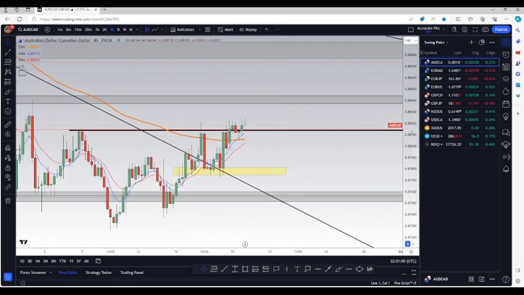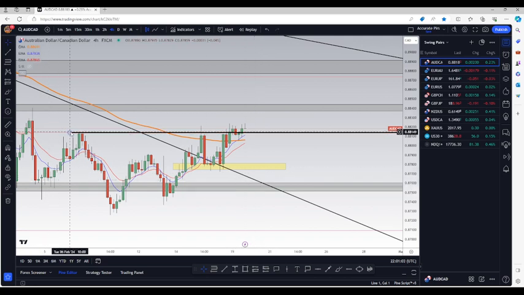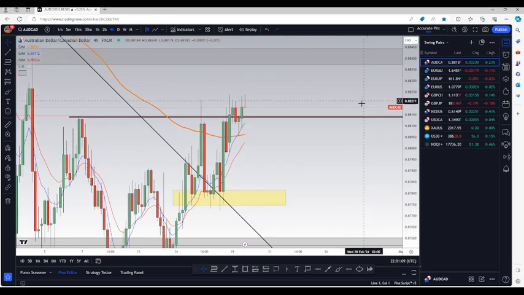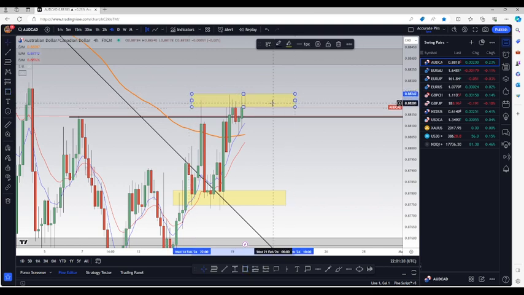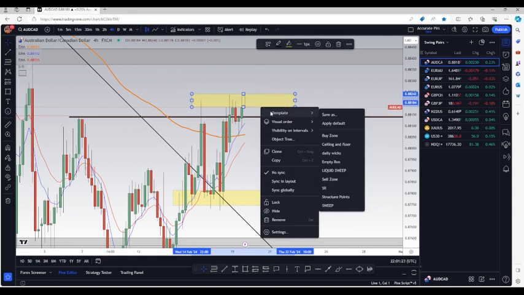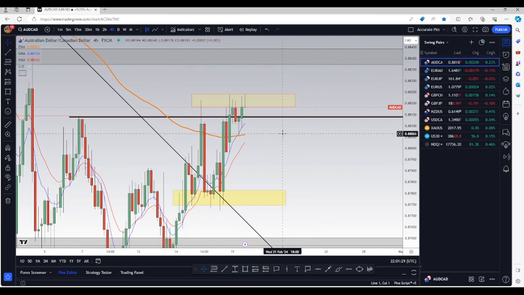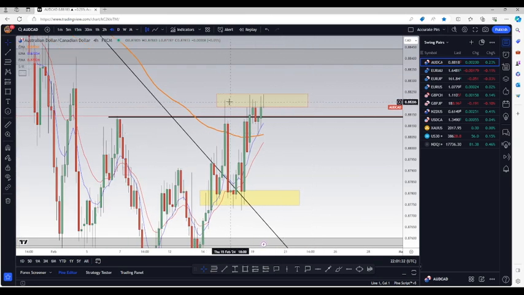For me to buy AUD CAD, I would really want a retest of this temporary resistance level. Like, we've got the break, but not a good break because look at these wicks. Price is still rejecting around this area here. So I would want to see price close back above that area, at least on a 4-hour time frame, close above 0.88, and then for me to look for the buy.